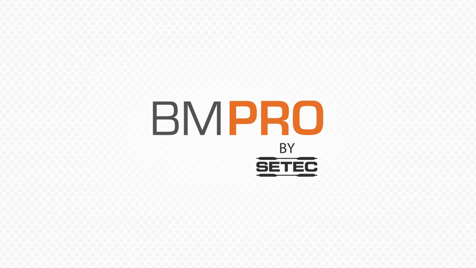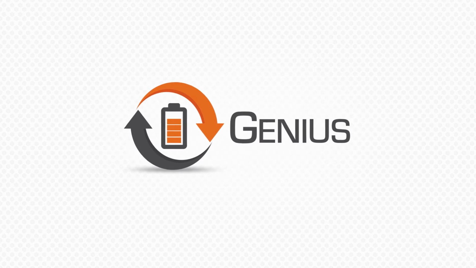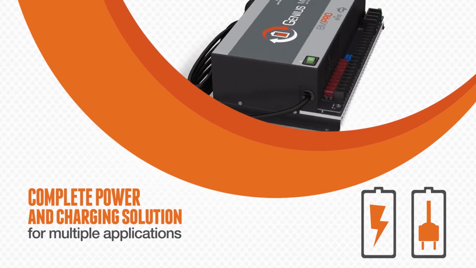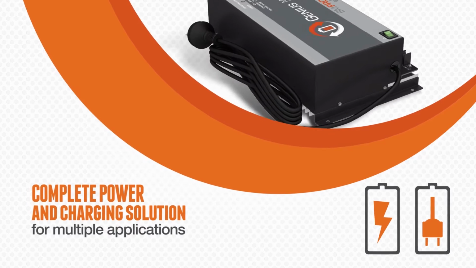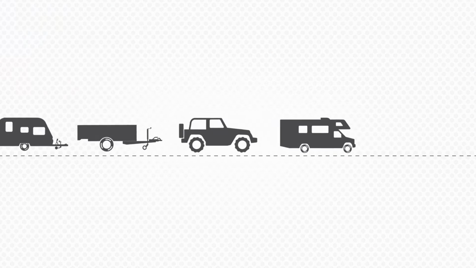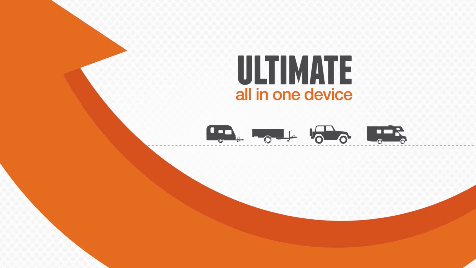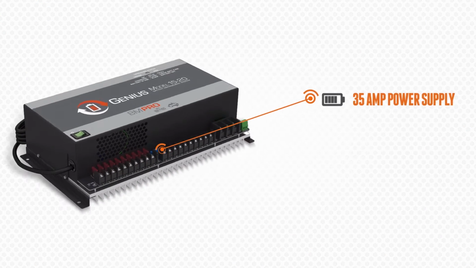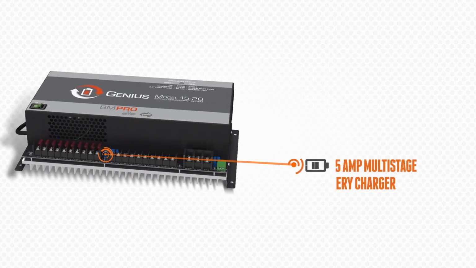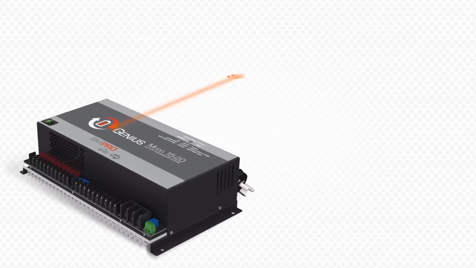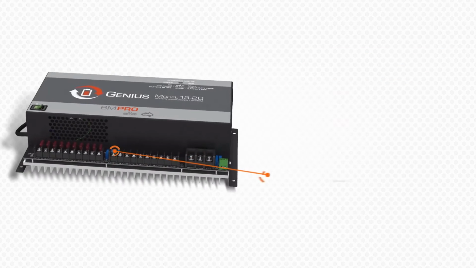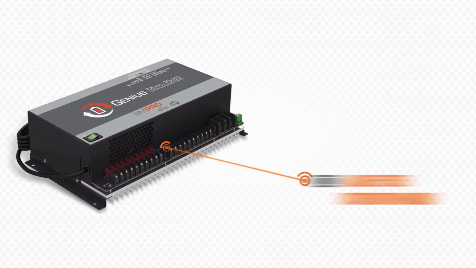BMPRO's Genius is a revolutionary battery management system designed to offer a complete power and charging solution for multiple applications. Particularly popular for recreational vehicle use, it's the ultimate all-in-one device, with features including 35 amp power supply, 15 amp multi-stage battery charger, battery protection features including low voltage disconnect, and a large fused distribution board.